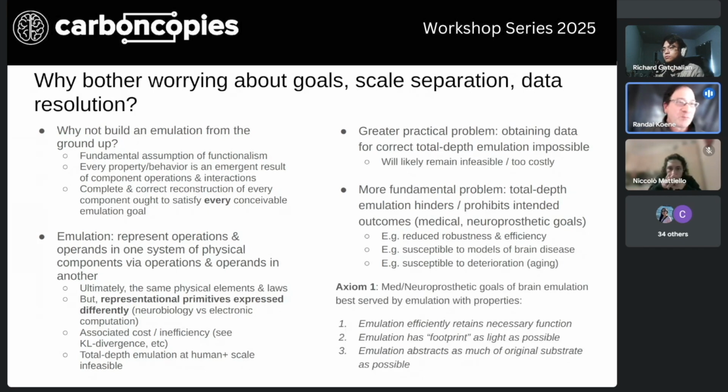So I'm positing here that medical and neuroprosthetic goals of brain emulation are best served by an emulation that has the following properties: 1, the emulation efficiently retains necessary function; 2, the emulation has a footprint that's as light as possible; and 3, the emulation has abstracted as much of the original substrate as possible.